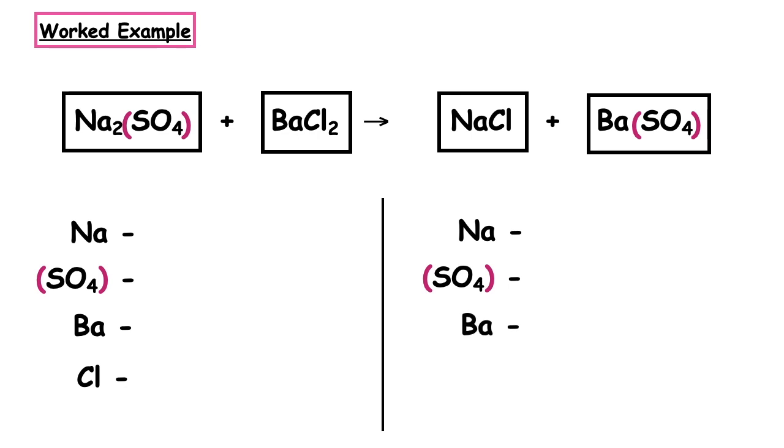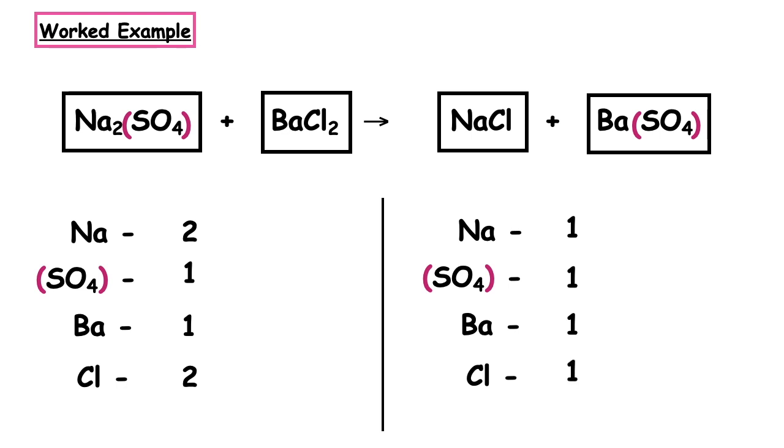How many sodiums do we have on the left? We have 2. How many sulfates do we have? We have 1. There's no number directly after the bracket. How many bariums do we have on the left? We have 1, and chlorines, we have 2. On the product side, how many sodiums do we have? We have 1. Sulfates, there's no number directly after the bracket, which tells us we have 1. Bariums, we have 1, and chlorines, we have 1.